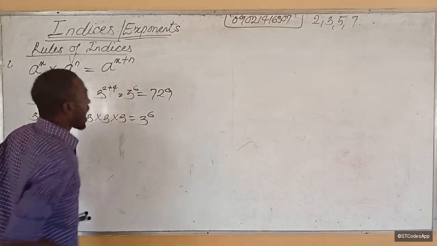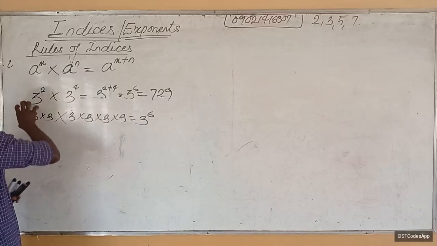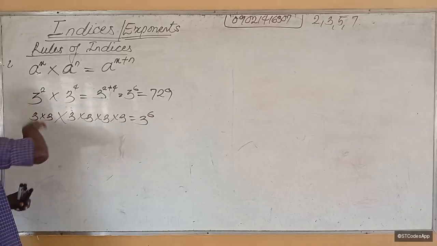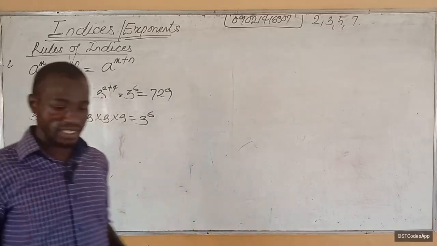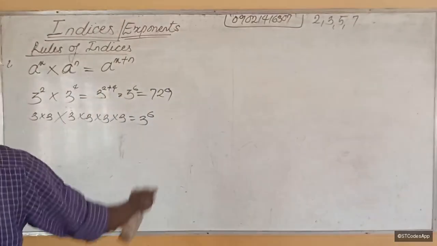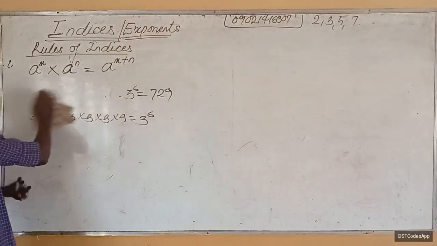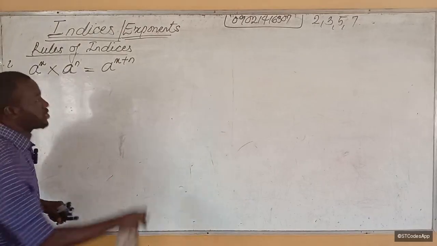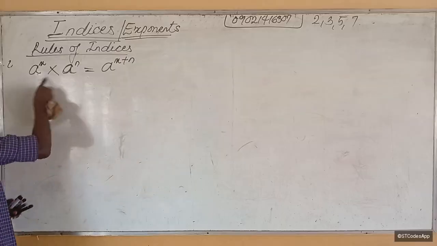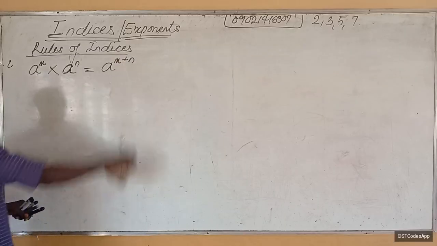So you see, if you express in full like this, it makes it too long. So this is a short way of expressing that. So that is rule number 1. Rule number 1 says that if you multiply the bases, multiplication of base is equal to addition of powers. Multiplication of base is equal to addition of powers. All right.